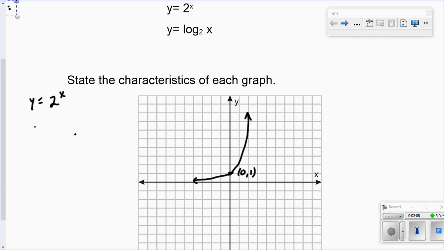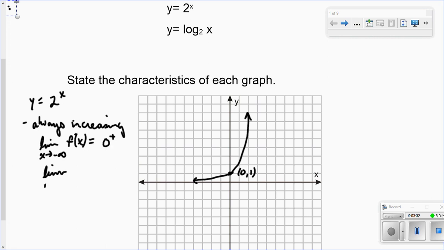Okay, so it's always increasing. And I've got some endpoint behavior. The limit as x approaches negative infinity of my function is going to be 0 from the top. And my other endpoint behavior, the limit as x approaches positive infinity of my function, is positive infinity. I've got a y-intercept, where the function crosses the y-axis at 0 and 1. Okay, there's no roots.